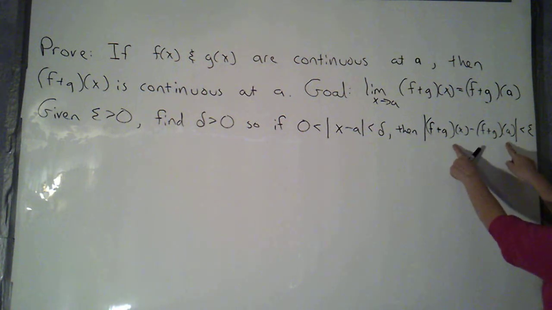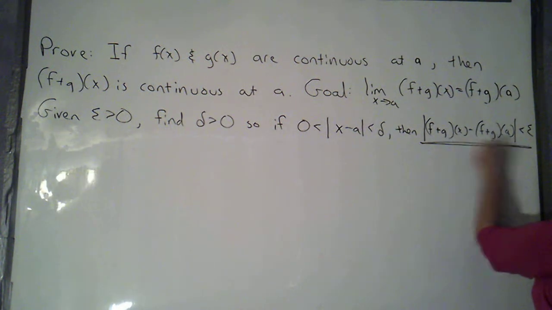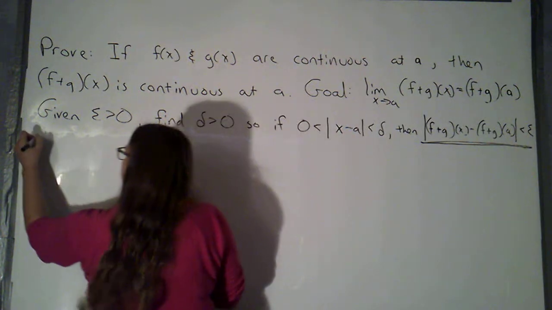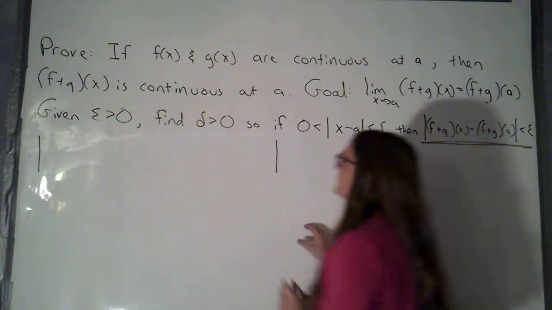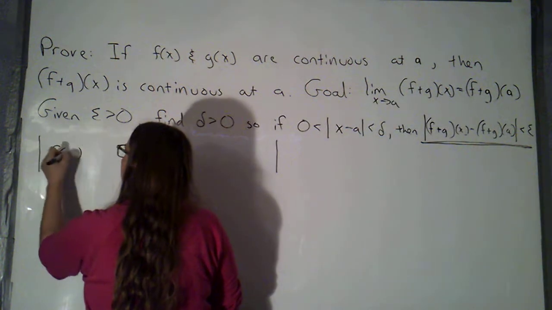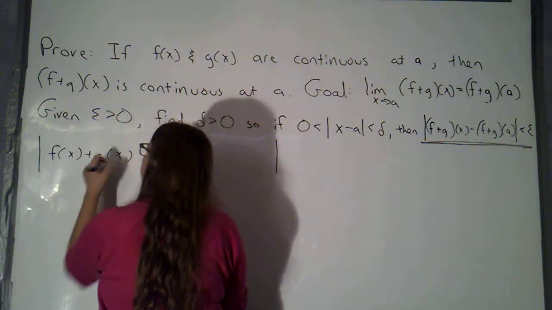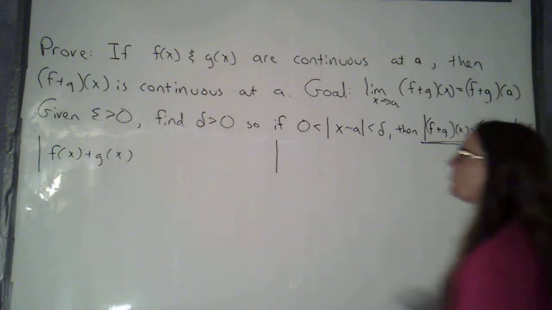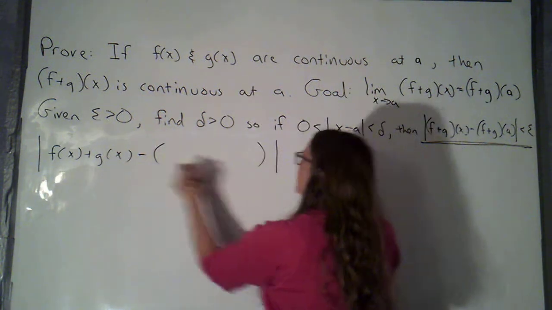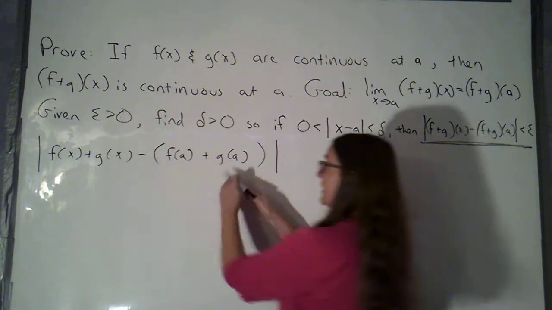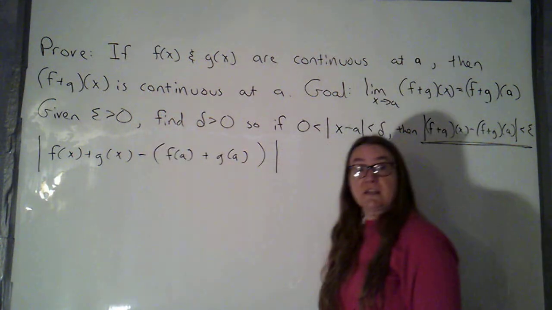I'm going to just explore a little bit what this ultimate goal looks like. Let's remember how we evaluate a sum of two functions. So this quantity that I have in absolute values starts out with f plus g of x. We evaluate the sum of two functions pointwise. So all that means is that we plug in x to f and g and then add the results. Same thing for what we're subtracting here. We're subtracting f plus g of a, so that would be f of a plus g of a. Notice I was very careful here to put that in parentheses because I'm subtracting the whole thing.